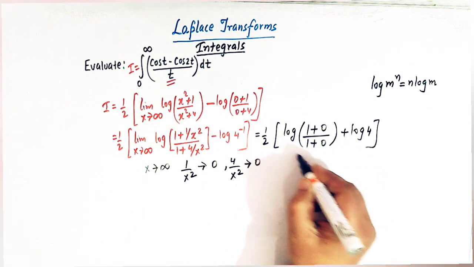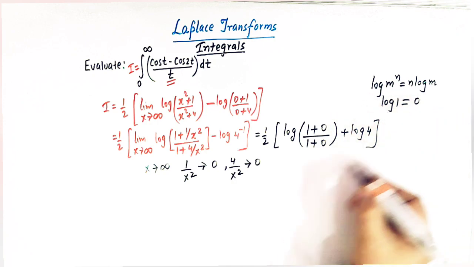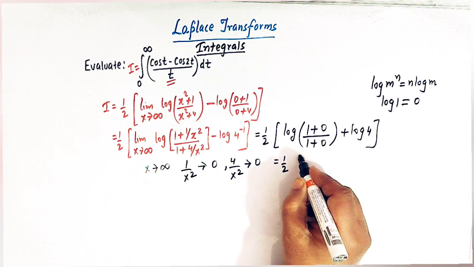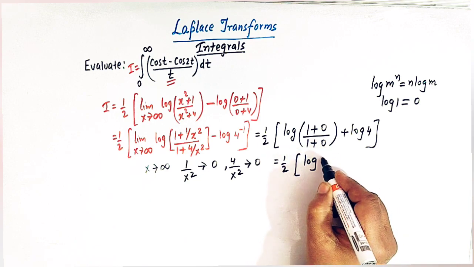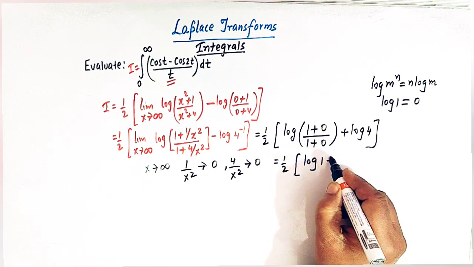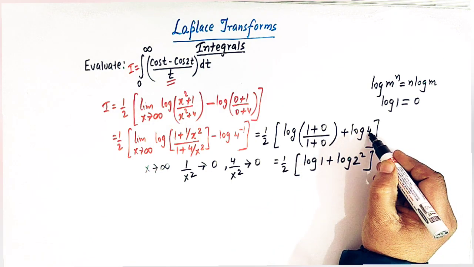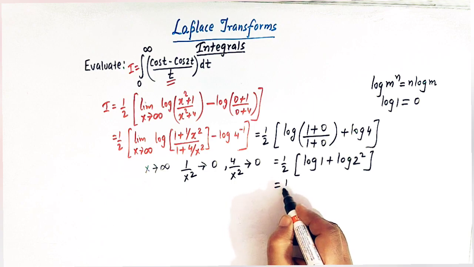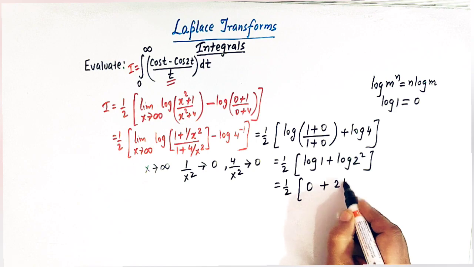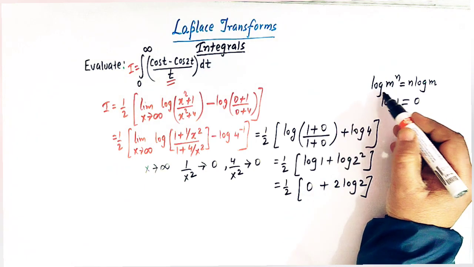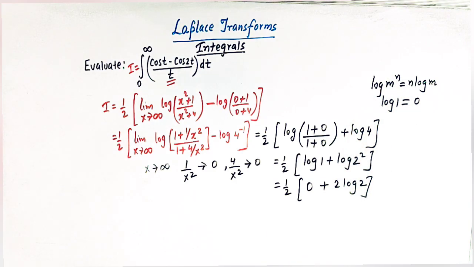So now this term is log of 1, and log of 1 is equal to 0, right? So we have half, and here we have log of 1 plus 0 is 1, 1 plus 0 is 1, so 1 over 1 is 1. And here we have log of 2 square, right? 4 can be written as 2 square. So we have half, log of 1 is 0, and here we have 2 log 2, utilizing this property log of m raised to n is n log m.